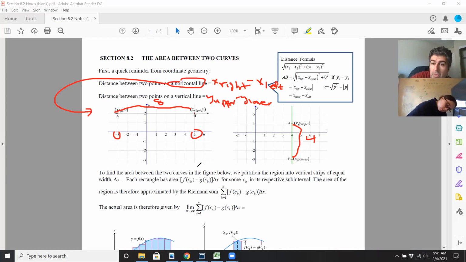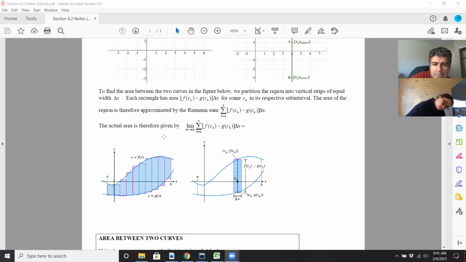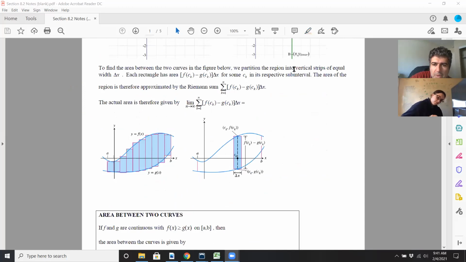Now, to find the area between two curves in the figure below, let's look at the figure below now. We partition the region into vertical strips of equal width, delta x. So here we have two curves. We have f of x, and we have g of x. And we want to find the area between those two curves. This is what this whole section is about. So if I partition the region into vertical strips of equal width, delta x, each rectangle has the following area.